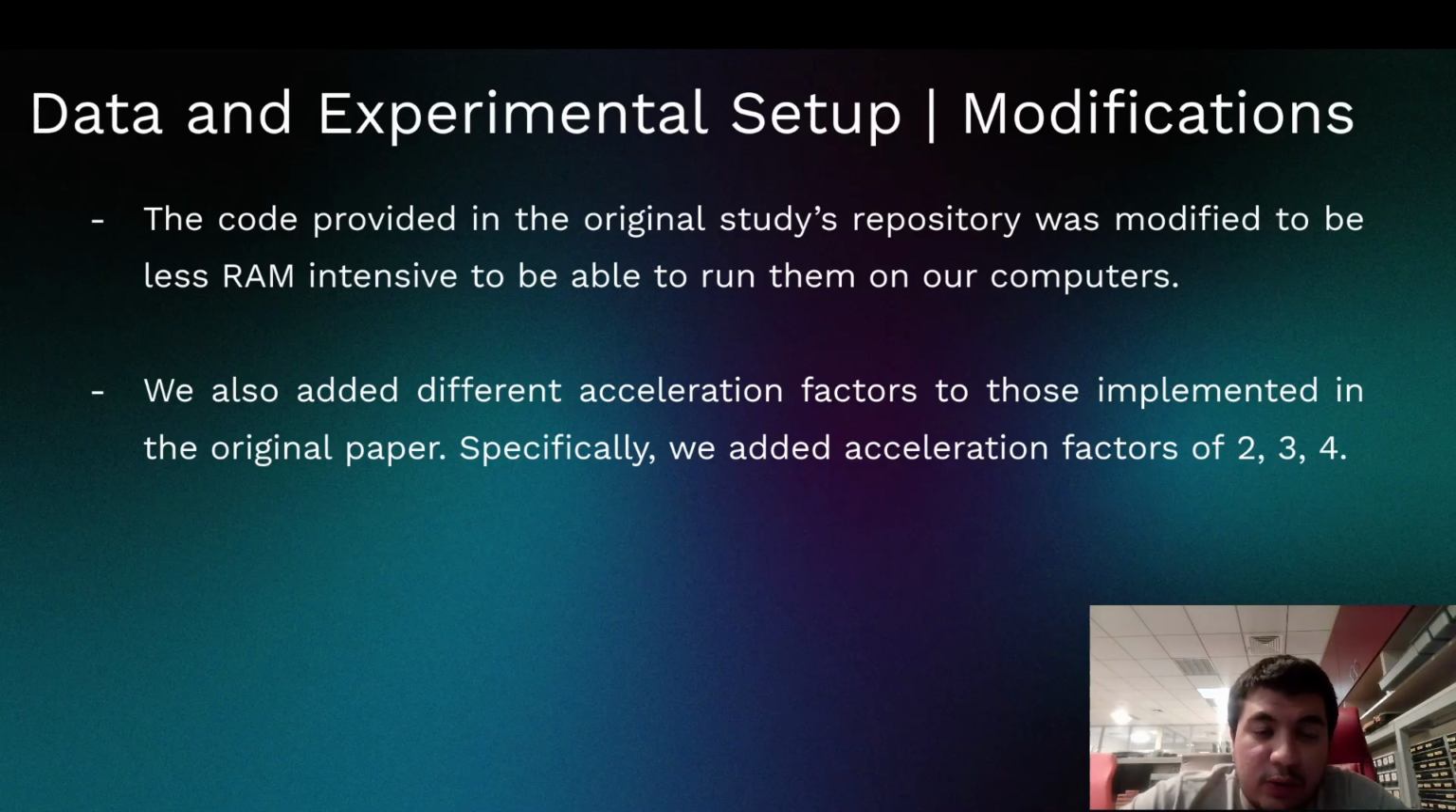The original code was not able to run on Colab because of insufficient memory. We had to change parameters of PyTorch in order to make it able to run on Google Colab. Also, the original paper didn't test SPARK with acceleration factors 2, 3, and 4. We also tested these acceleration factors.